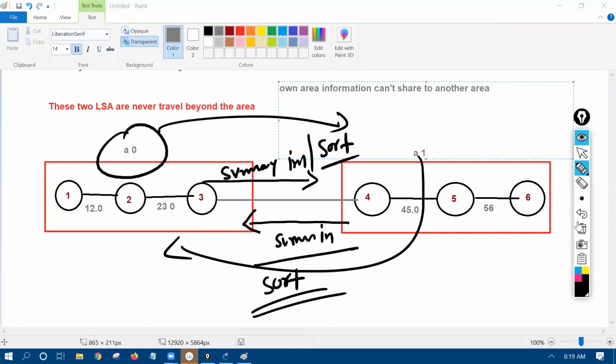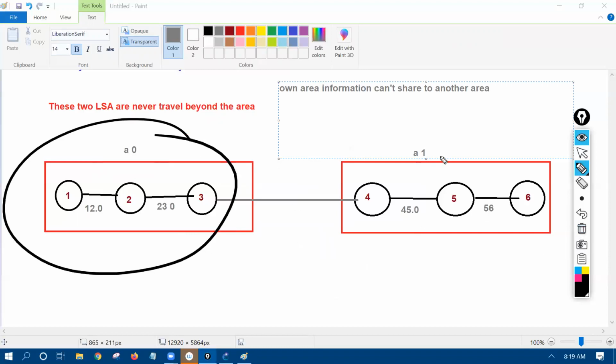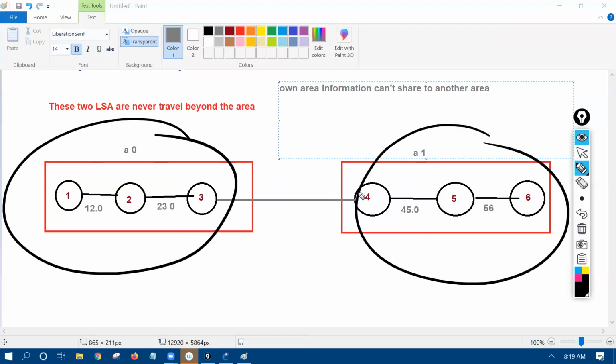Detailed information is only present within the area. But between the areas, only short information is there. Summary information.